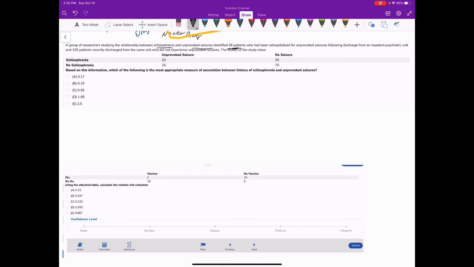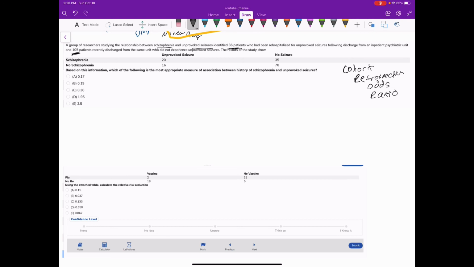So what type of study is it? Well, we know it's going to be a cohort. And that's retrospective. And that's odds ratio. You have to know them. They're all linked together, because you know it's looking into the past, right? Okay, let's finish that sentence. From a psychiatric unit, and 105 patients recently discharged from the same unit who did not experience these seizures. The results of the study shows. So they give us a box. Good.